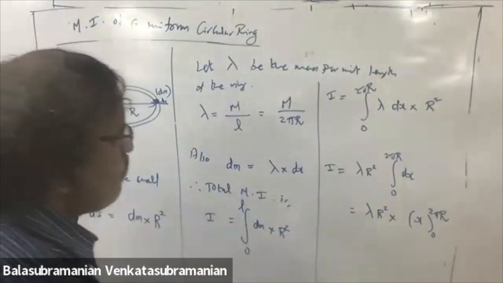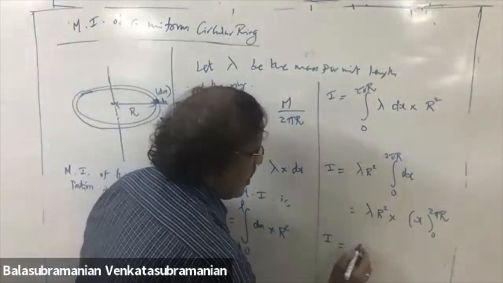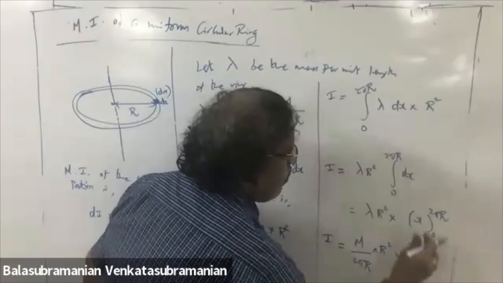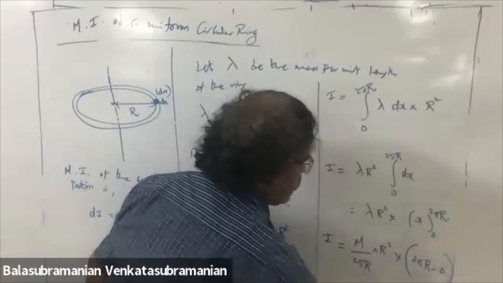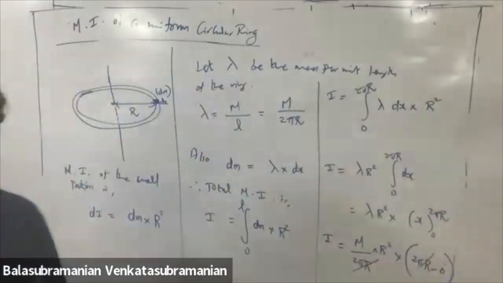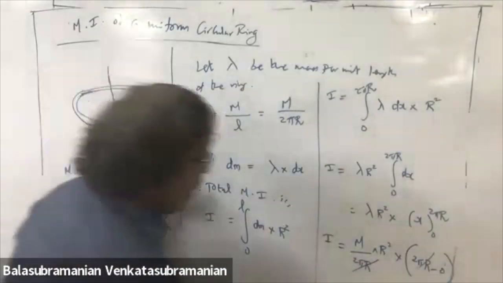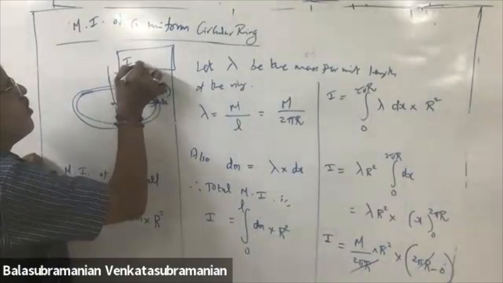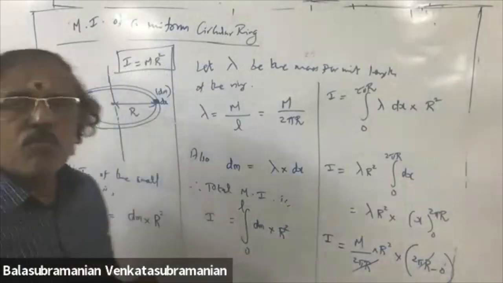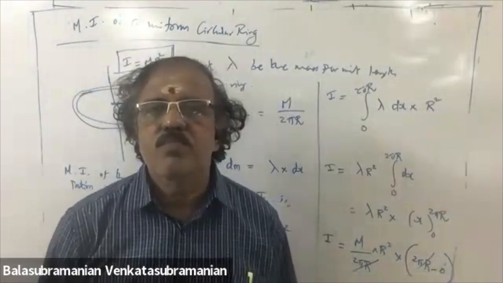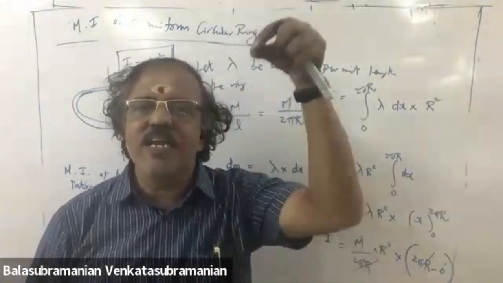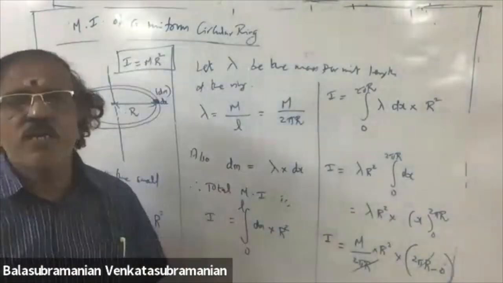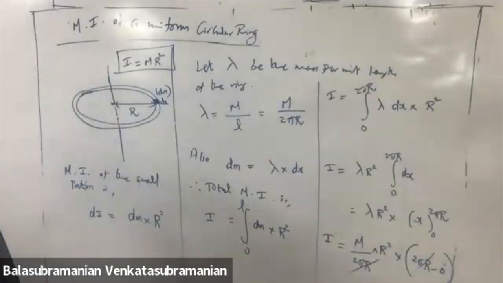What is lambda here? So I can write lambda is m by 2 pi r, into r square, upper limit 2 pi r minus 0. 2 pi r cancels. So we will get I is equal to m r square. Moment of inertia of a ring for an axis passing through the center perpendicular to the plane is I is equal to m r square. Correct? Simple concept.